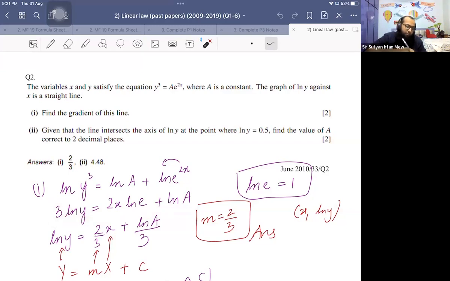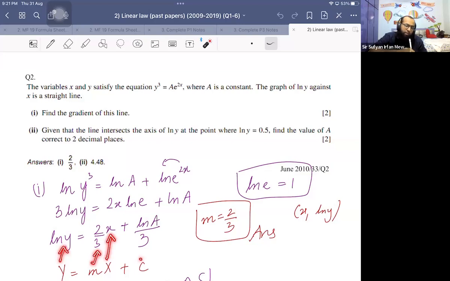So if ln y is made the subject, then it is 2 upon 3 x plus ln a upon 3. So the gradient is 2 upon 3, and this is the answer of part number 1. Why? Because on the vertical axis, we are going to take ln y. On the horizontal axis, we are going to take x. Our gradient is going to be 2 over 3, and our intercept will be ln a upon 3.